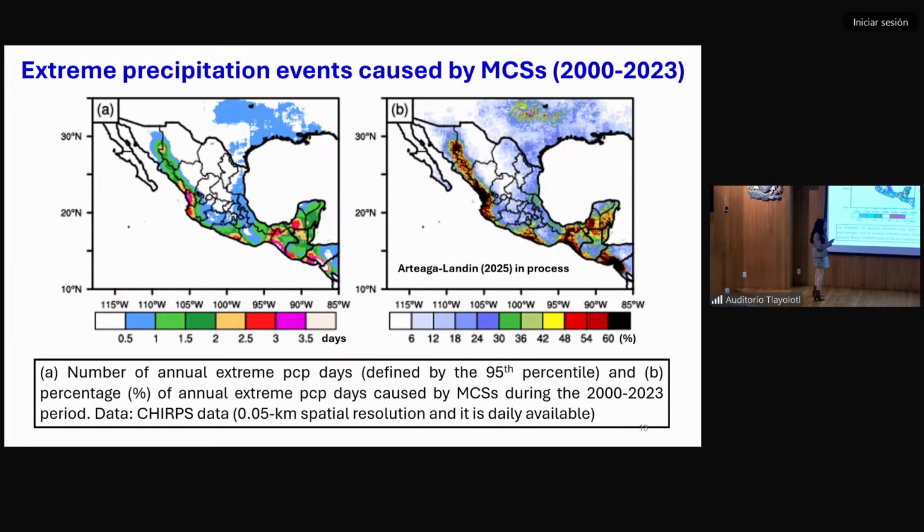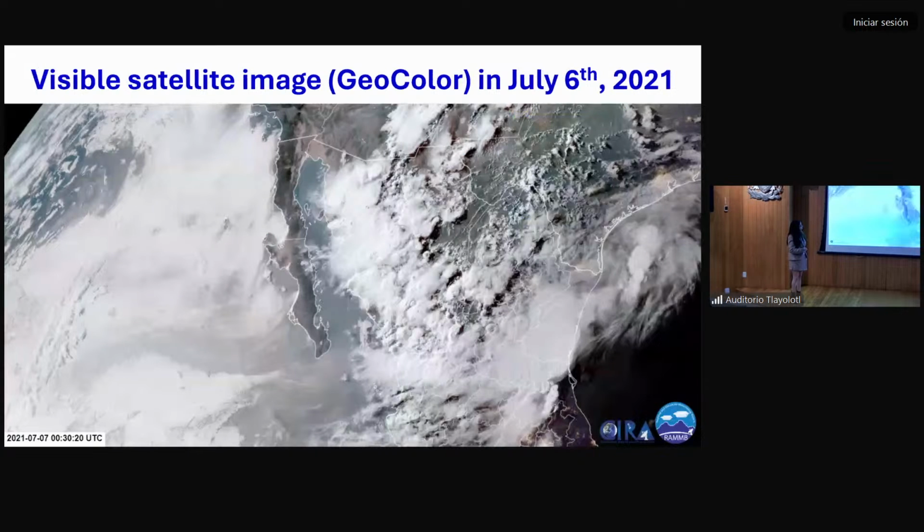For example, look at northwestern Mexico. You can find that they can produce up to 3 days of extreme precipitation events, and they represent up to 60% of the total annual number of extreme precipitation events, which is a lot. If you think about this region, it is affected again by tropical cyclones, mesoscale convective systems, and easterly waves, perhaps. But mesoscale convective systems can be one of the main phenomena that produce extreme precipitation.